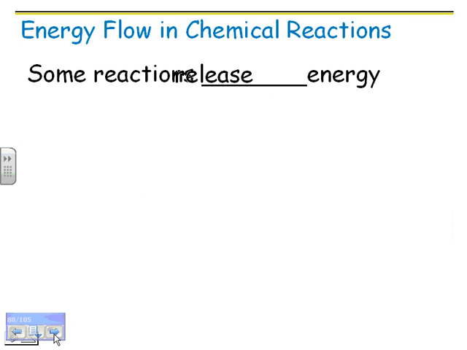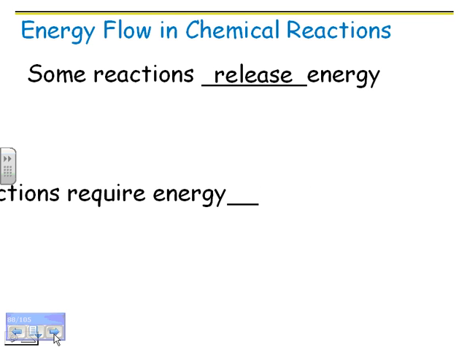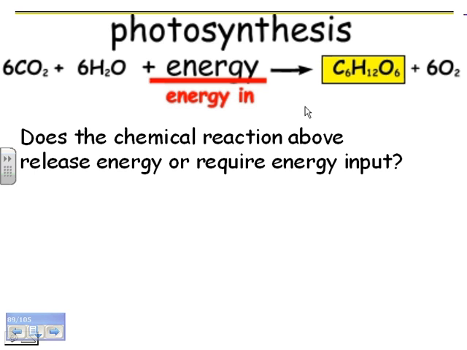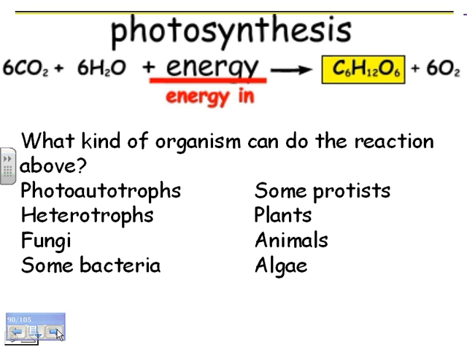Some reactions release energy, send it out, and some do the opposite. Some other reactions require energy input. So let's look at some examples of this. Here's photosynthesis again. The energy in is light. So does the chemical reaction above release energy or require energy? Here's your arrow. Well, it requires energy, but the plant's not putting any energy in, the sun is. Right, it requires energy and the energy comes from light. Good. The energy just streams in through its windows.